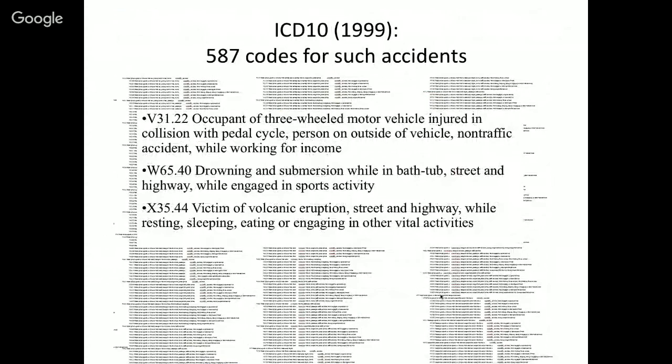Codes like occupant of three-wheeled motor vehicle injured in collision with pedal cycle person on outside of vehicle non-traffic accident while working for income. And you can read the others on this slide, and it basically has been an embarrassment in some sense to ICD-10 that the assortment of codes that have emerged because of the way things are put together in ICD-10 leads to these kinds of ridiculous relationships.